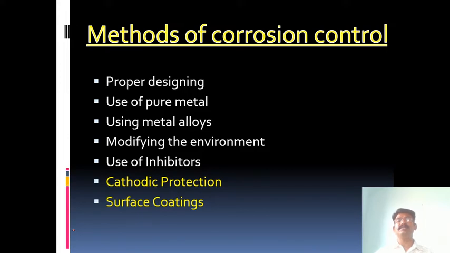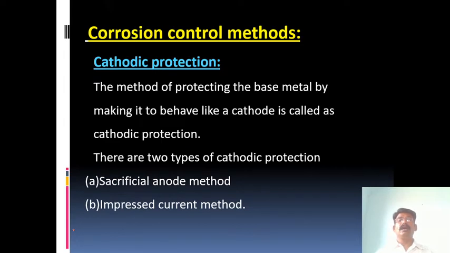Cathodic protection is the important method. Cathodic protection is again divided into 2 types: one is the sacrificial anodic method and the other is the impressed current cathodic method. Here we have to protect the metal by making it behave like a cathode.